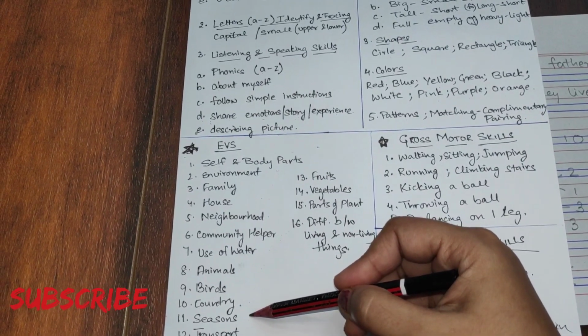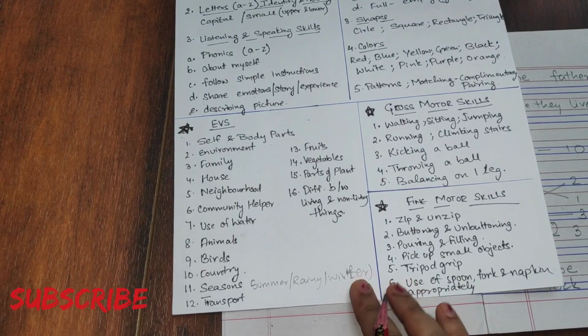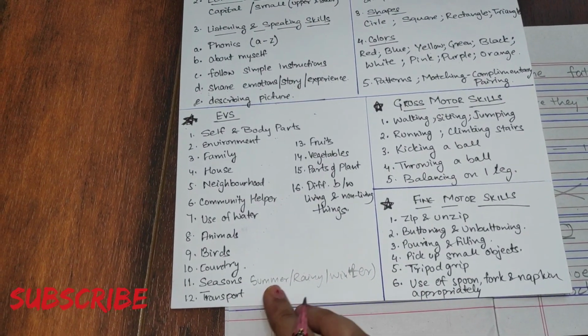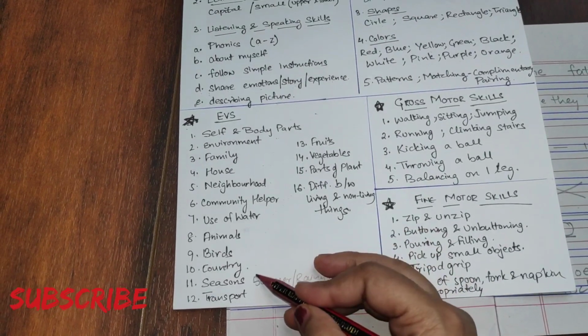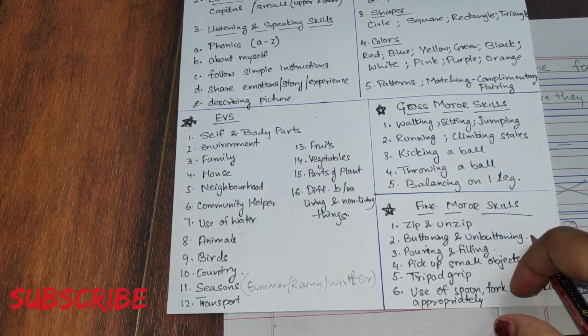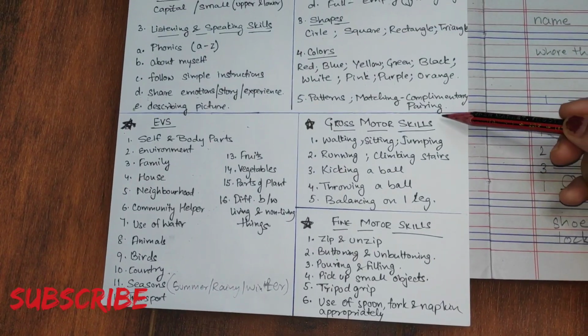Next is seasons. What are the different seasons? There are three seasons, which you first introduce to the kids. Next is transport. What are the different transports that we use? We use road transport, air transport, water transport, and track transport, which is what? Our trains. Now comes our gross motor skills.